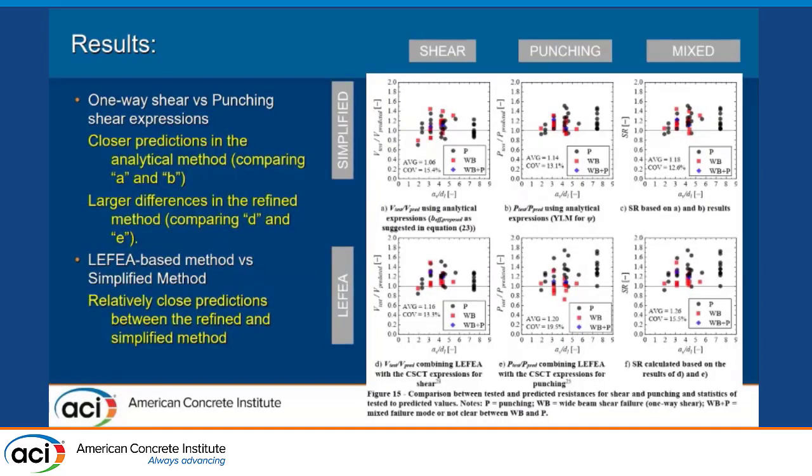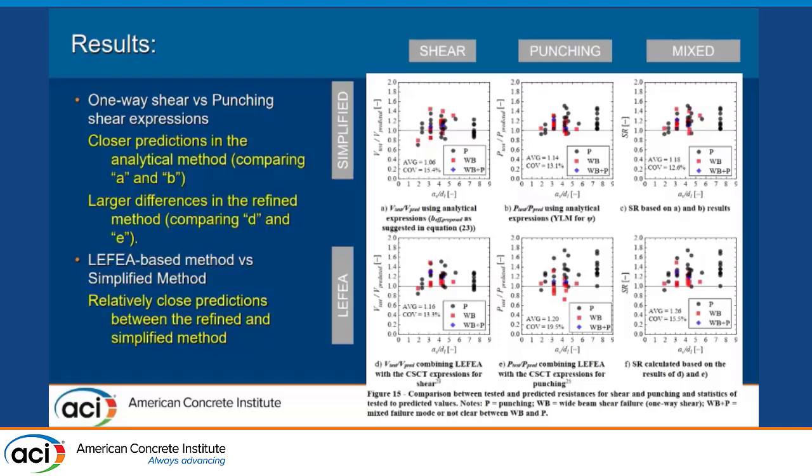So these are the main results that I obtained, showing the comparison between tested and predicted resistances. In the first column, the predictions using the one-way shear expressions. In the second column, the predictions using the punching shear expressions. And in the third column, combining the most conservative predictions between one-way shear and punching shear expressions. In the first line, I show the predictions using only the simplified method without the numerical models. And in the second line, I show the results of the refined method, combining linear elastic analysis with the critical shear crack theory expressions.